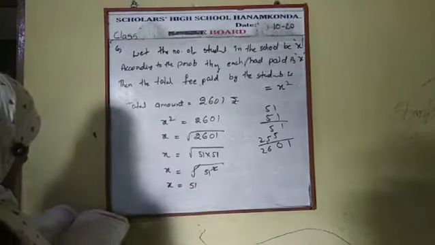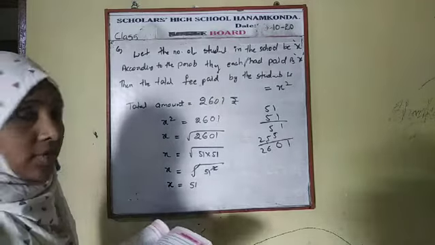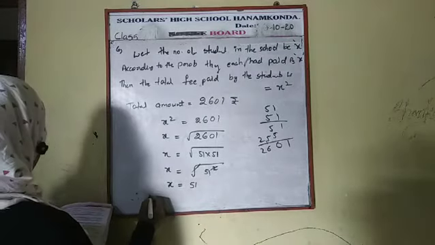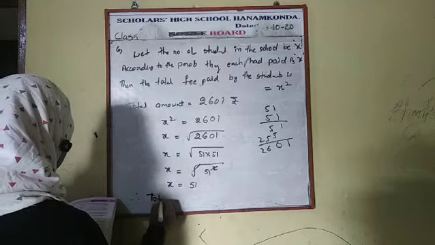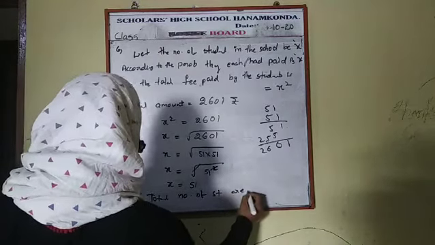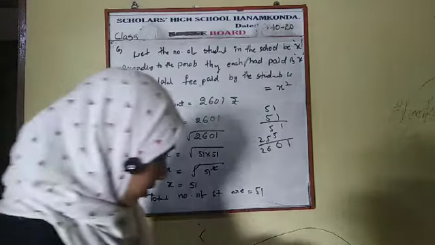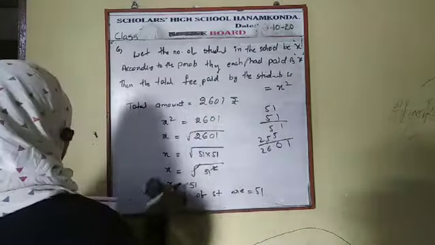So here total number of students, how many beta? There are 51 students. So therefore the total number of students are 51. Okay, very easy. Now next problem, the seventh one.